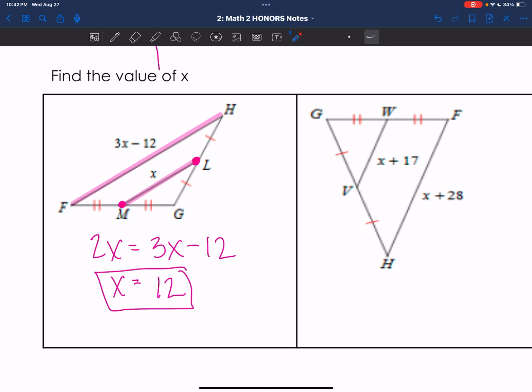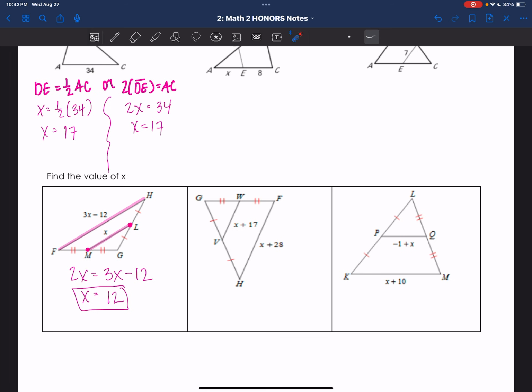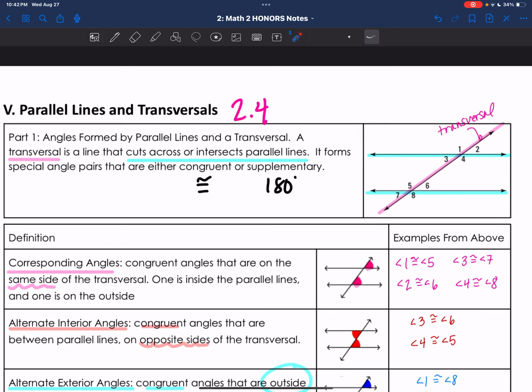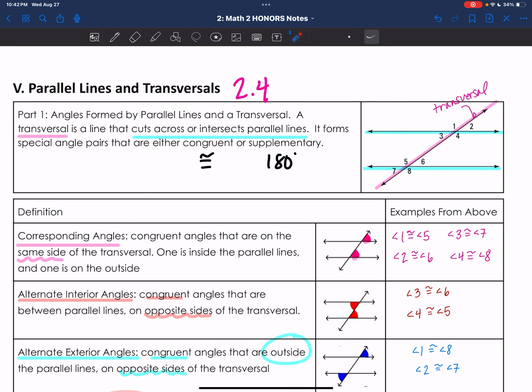Again, you can do whichever way you choose, but I know I need two of the midsegments to equal one of the longer parallel sides. So 2x equals 3x minus 12. When you solve that, you get x equals 12. All right, I want you to go ahead and try those. This is, again, a lot of vocab, a lot of remembering what is what. This should be a review, but I know it's been a little while since you've done this.